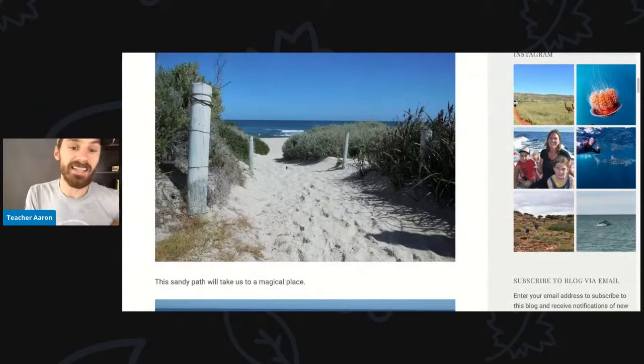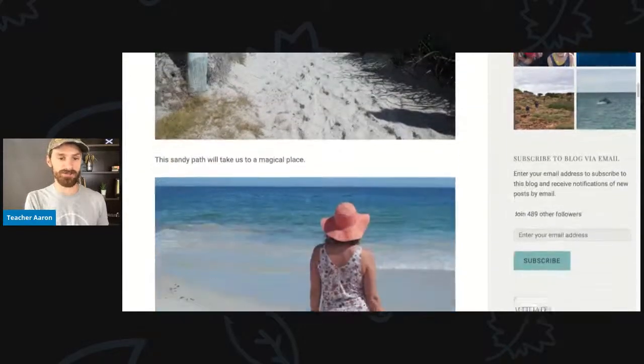There is a sand trail or a path that leads down to the beach. And then there's plants, there's grass and bushes on both sides of the trail.